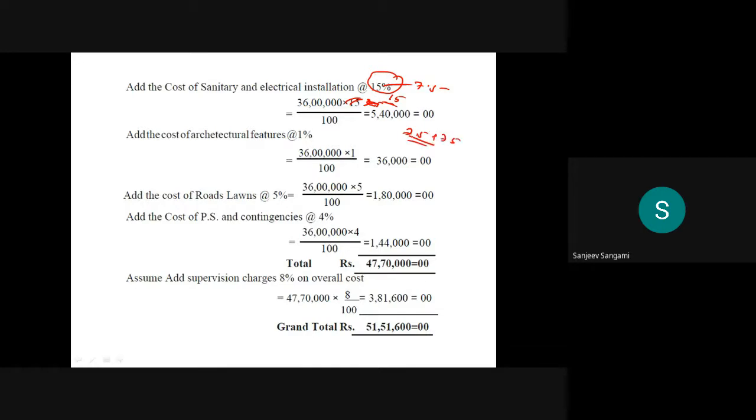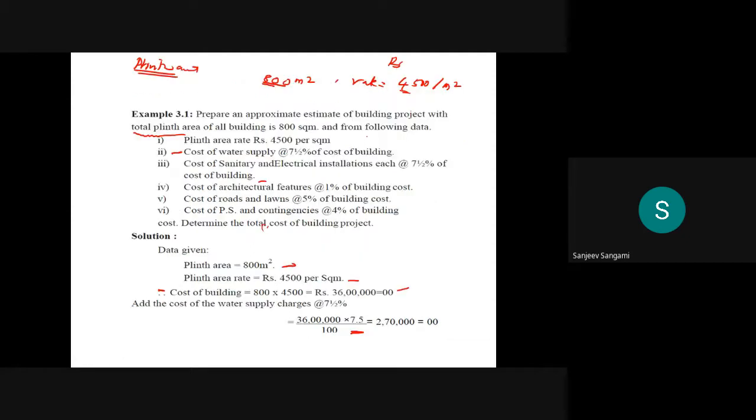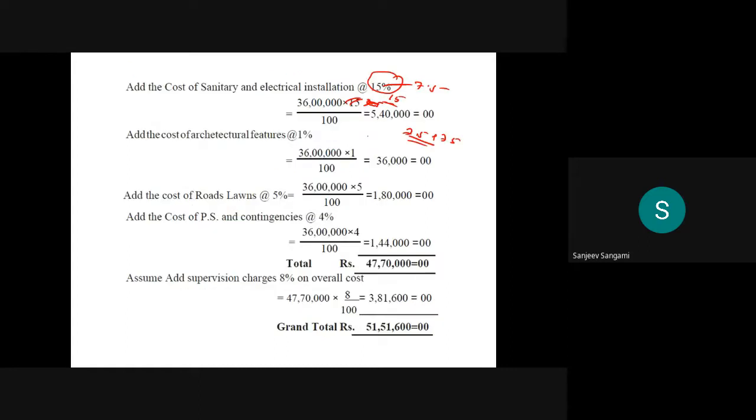Then add the cost of architectural features, that is 1% of the building cost. So 1 by 100. Then add the cost of the roads and lawns at 5%. So 5 by 100. So total 36 lakhs is there. Then add the contingency, that is 4% of the total. Then add all those things.